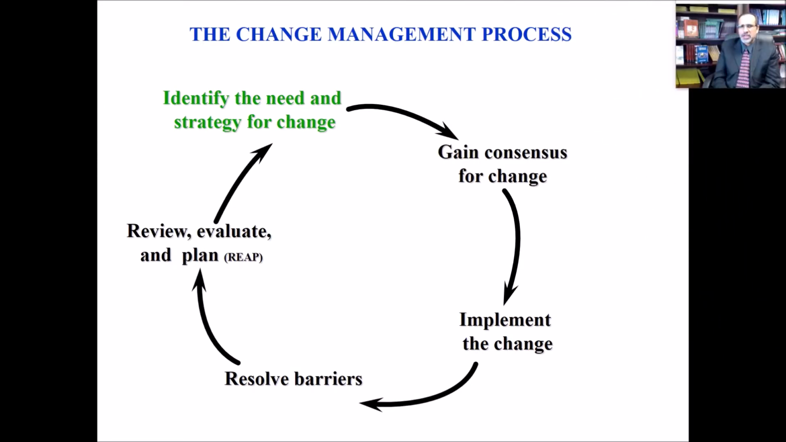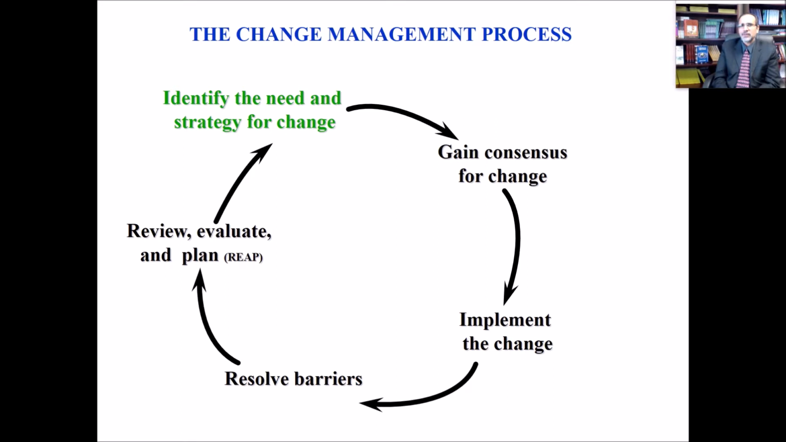Ultimately, most change management processes seem to involve certain steps. The first step would always be to identify the need and strategy for change. Second, you want to gain consensus for change. Third, you want to implement the change. And fourth, you want to resolve the barriers that are inevitably going to be there among people because, again, human behavior is very difficult to change.